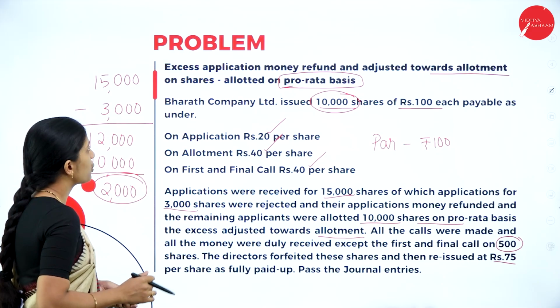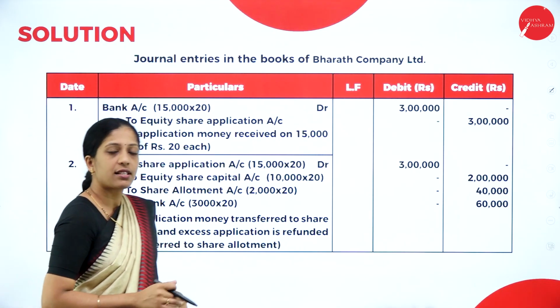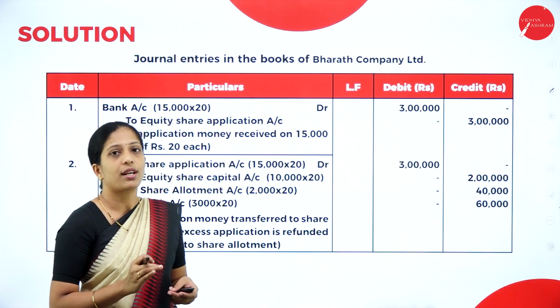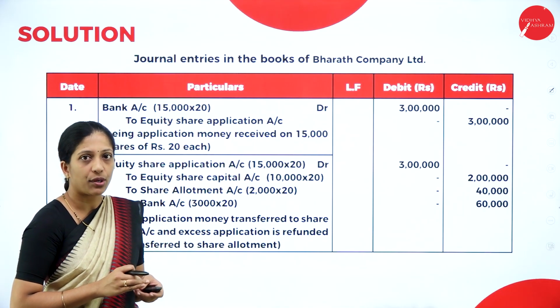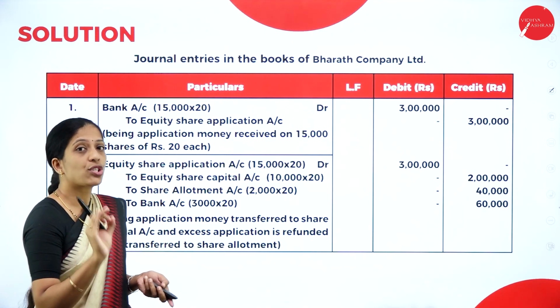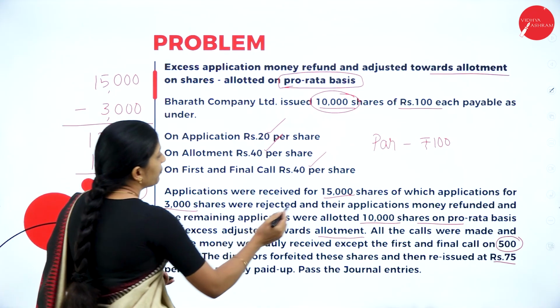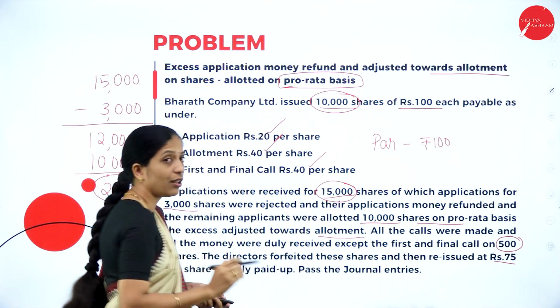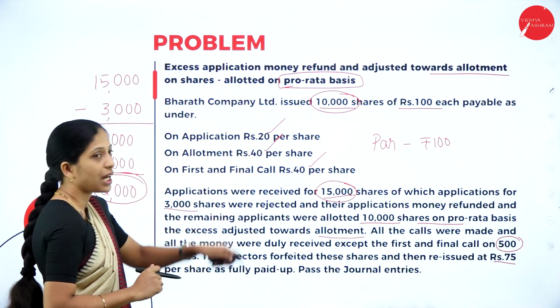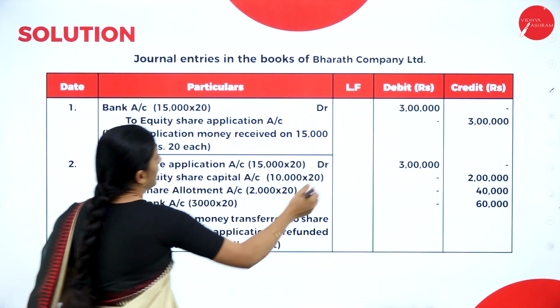Now, let us come to the solution here. First entry, receiving of application money, your entry remains the same, bank account debit to equity share application account. Now, which number of shares will you take? This 15,000, because we have received applications for 15,000. So 15,000 into 20 rupees, this will be 3 lakh.